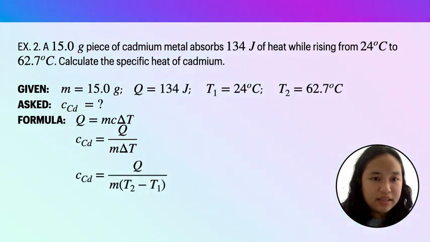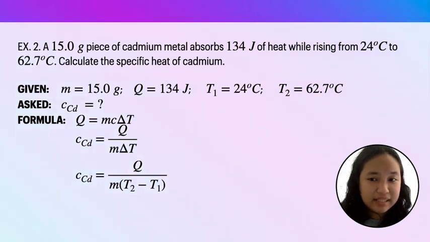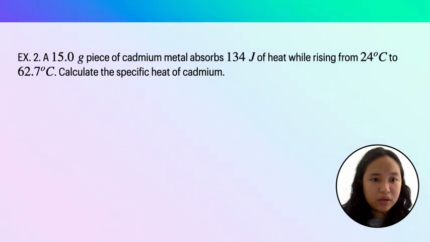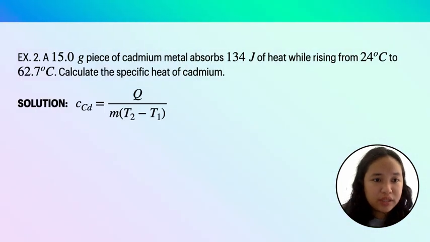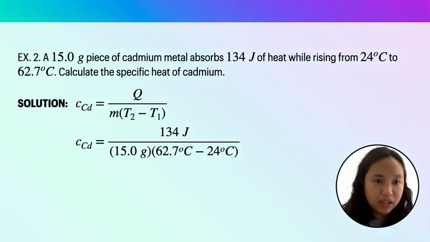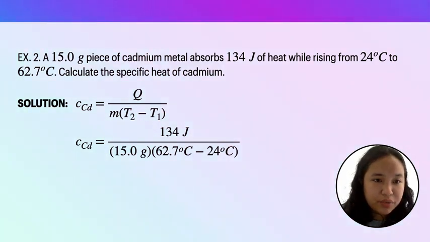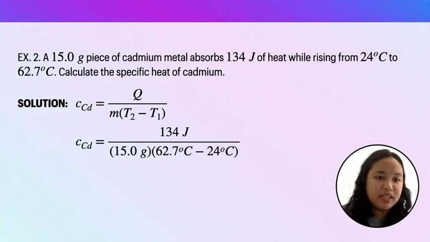So, we have the specific heat of cadmium is equal to Q over M times delta T, where delta T is T2 minus T1. Okay, so now that we have our formula, we are going to proceed to solving for the solution. We just plug in the values as given. So we have Q equals 134 joules over 15.0 grams times 62.7 degrees Celsius minus 24 degrees Celsius.